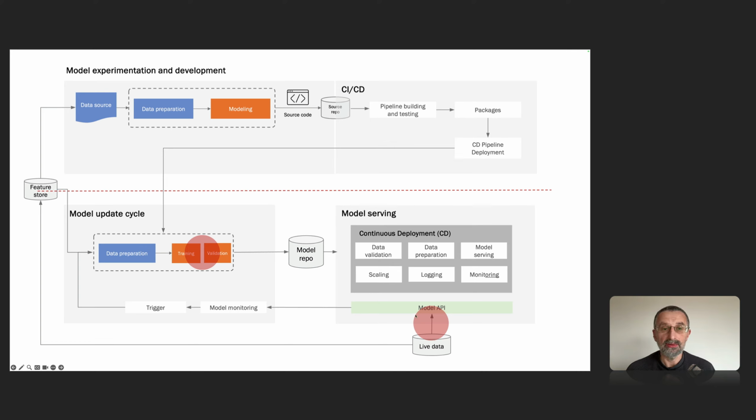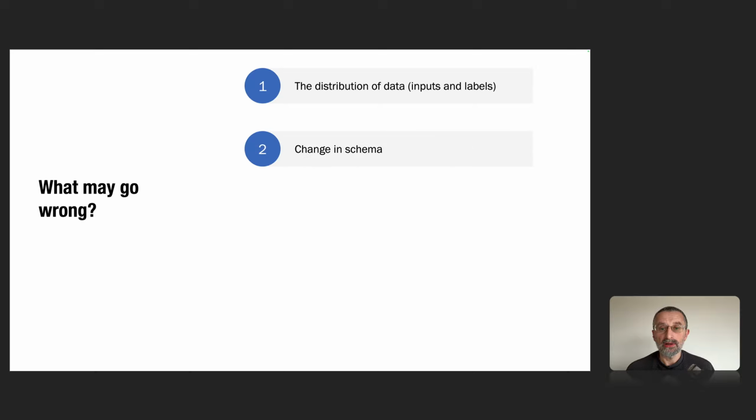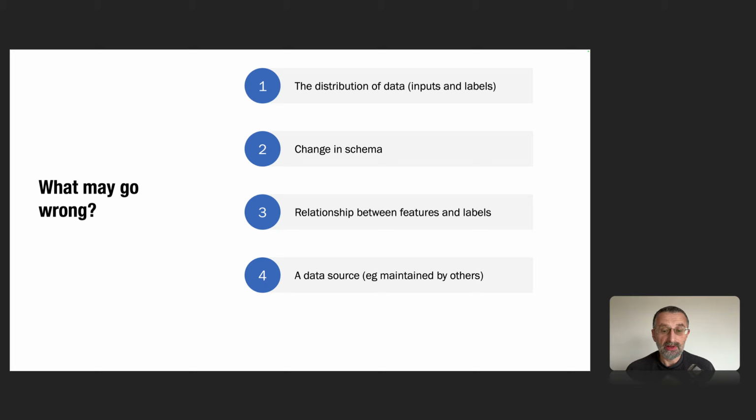But we focused on testing whether data complies with, for example, the training data, and what may go wrong with the data coming to our system, to our model, what may go wrong with the data in requests. We mentioned that the distribution of data inputs and labels may change. There may be a change in the schema. There may be a change in the relationship between features and labels. There may be some change in data source, for example, data sources maintained by others or an upstream model.